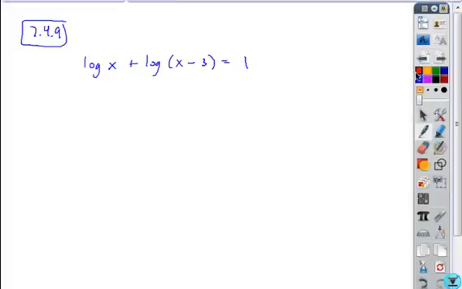All right, so this is a type of question from 7.4 that I would expect you could solve for the final. Again, it doesn't require a calculator to use. When you're solving an equation where not every term contains a log, what you want to do is move or condense all the logs from one side into a single log.